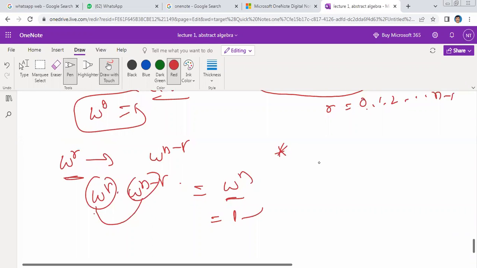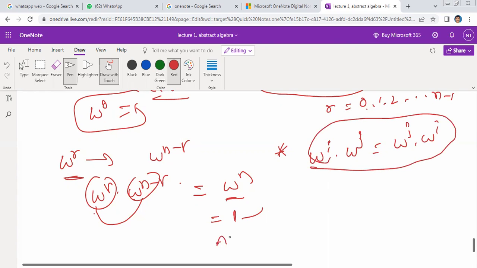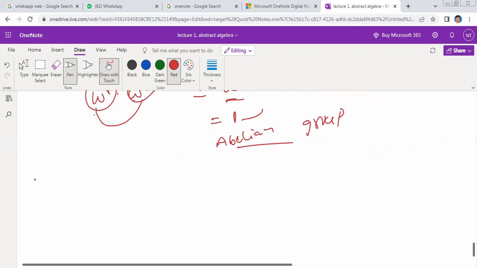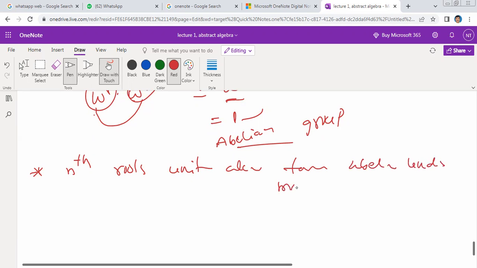What about the abelian property? Omega power i into omega power j is also equal to omega power j into omega power i. The abelian property is also satisfied. Hence, it is an abelian group. So remember, the nth roots of unity always form an abelian group under multiplication. My question is, what is the fourth root of unity?